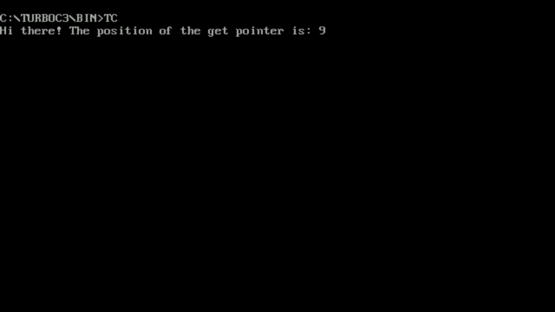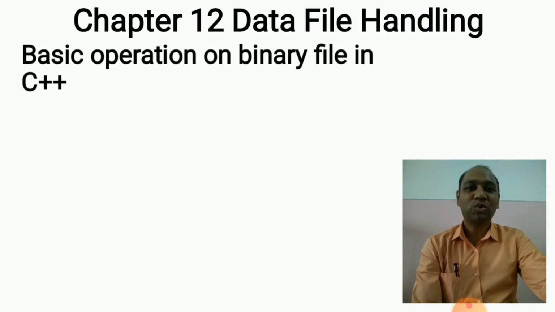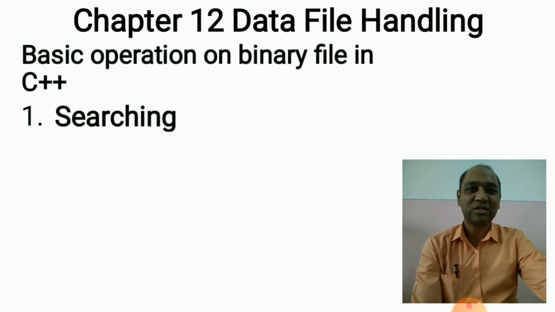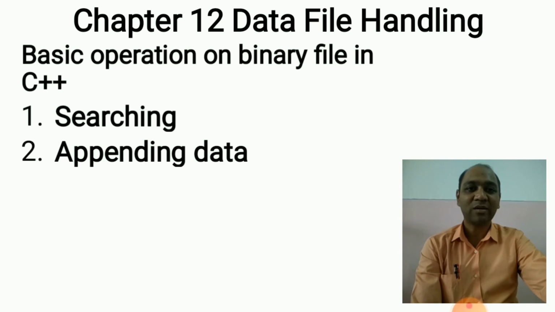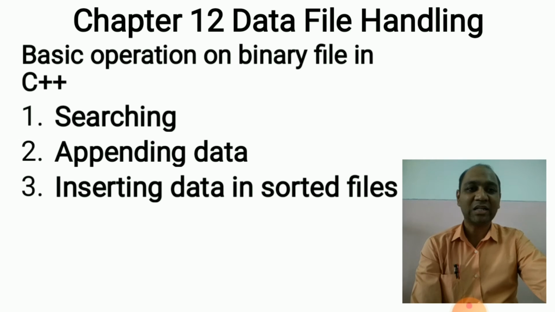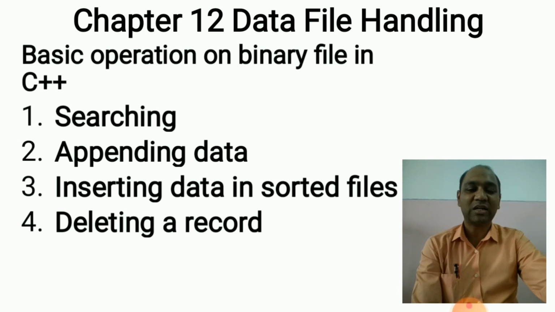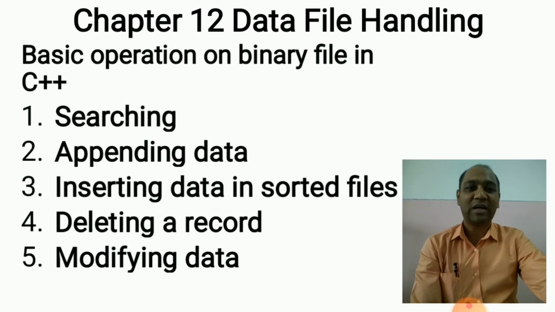Now let us move on to the basic operations on binary files in C++. So here there are 5 basic operations that we can perform on a binary file. The first one is searching, the second one is appending data, the third one is inserting data in sorted files, the fourth one is deleting a record, and the fifth one is modifying data.